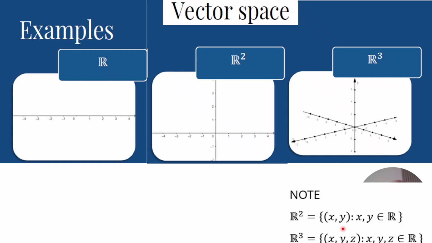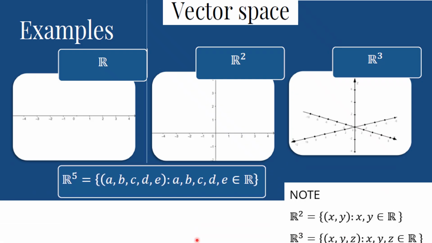So R2 could be written this way: R2 is the set of X, Y, such that both X and Y belong to R. Or R3, the set of X, Y, and Z, where X, Y, and Z belong to R. Also, R5 is a vector space, and so on, which is a generalization of this concept. But each element in R5 will contain 5 components, so that's the first, second, third, fourth, and fifth, and all of them are members of the real set.